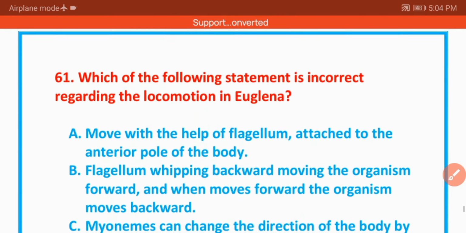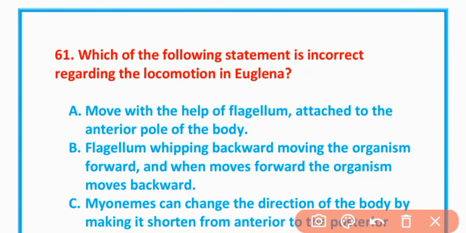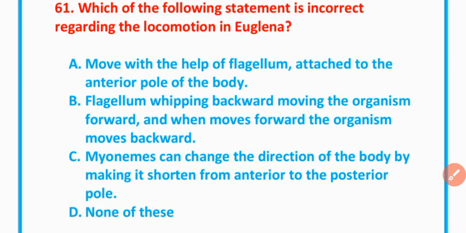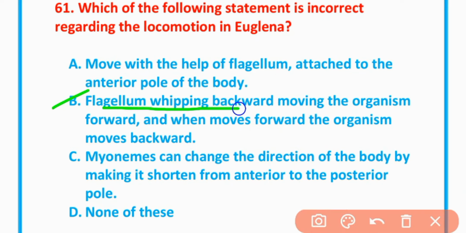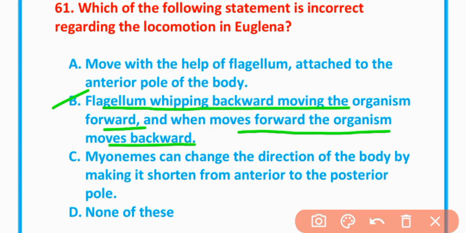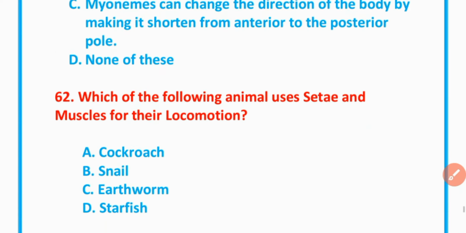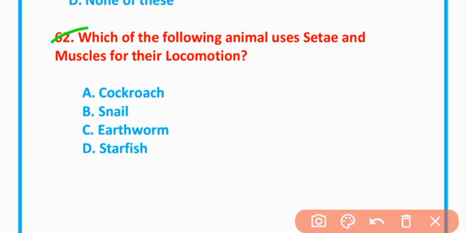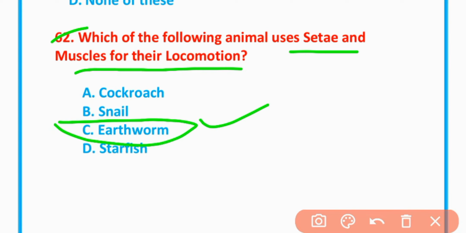MCQs number 61. Which of the following statement is incorrect regarding locomotion in euglena? B. Flagellum wrapping backward moving the organism forward and when moved forward the organism moving backward is incorrect about locomotion in euglena. Which of the following animals use setae and muscles for their locomotions? Earthworms. Option C is correct.